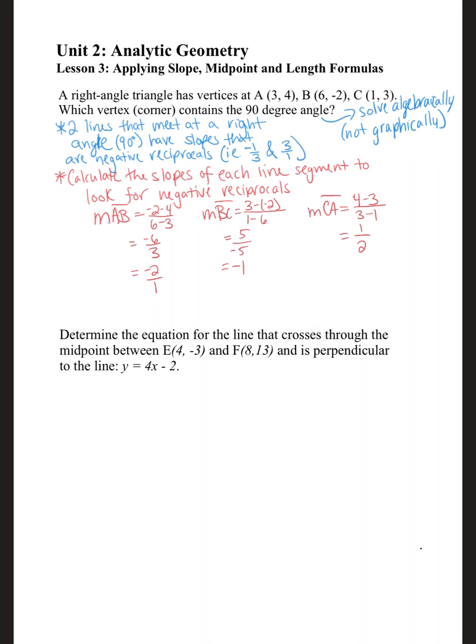So hopefully we can see, if we look across our slopes here, are any of them negative reciprocals of each other? Well, I have a slope here that's -2/1 and a slope here that's 1/2. So it's flipped and it has a different sign on it, right? It goes from -2/1 to a +1/2.